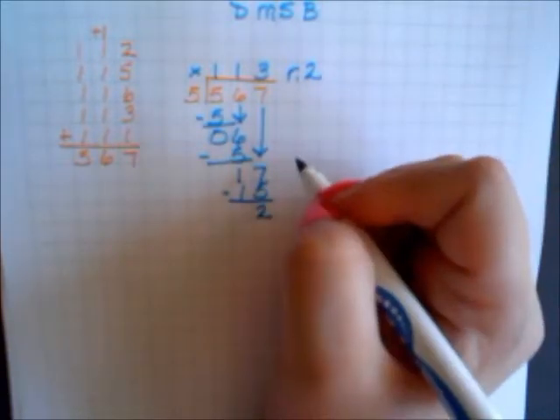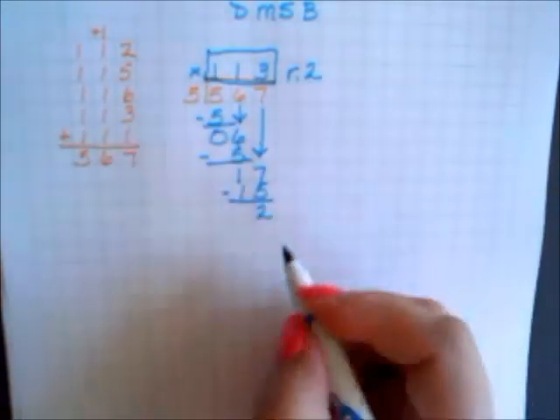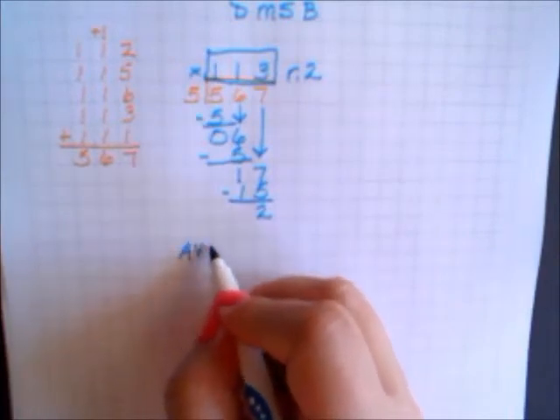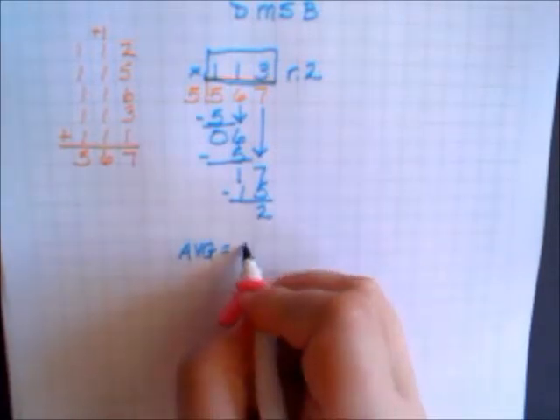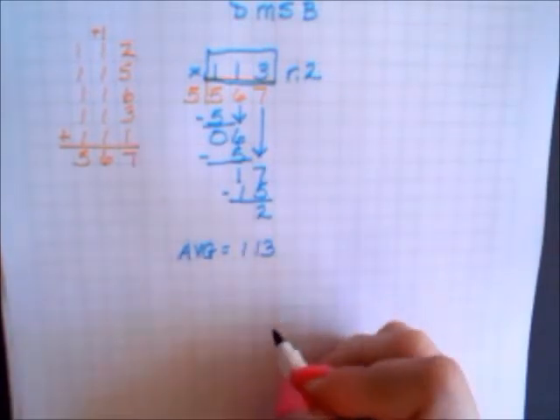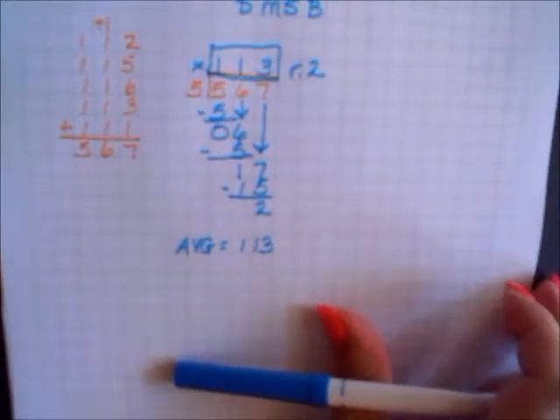But again, we don't care about that. We only care about our whole number for the average. So the average of these 5 numbers is 113. Okay? Let's try another one.